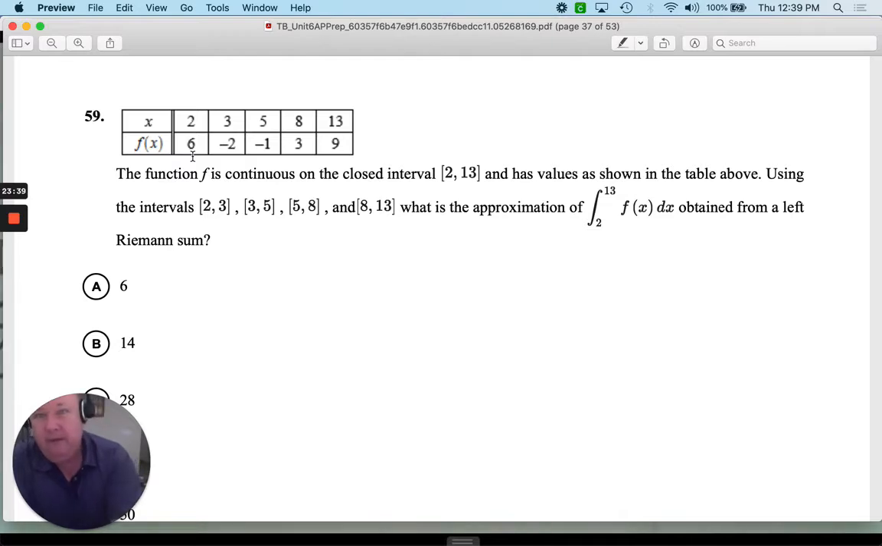Plus, the next one goes from 3 to 5. That's a width of 2. Use 3 for the height, and that's negative 2. The next one goes from 5 to 8. That's a width of 3. Use 5 for the height, which is negative 1. And the last one is 8 to 13. That's a width of 5. And then use 8 for the height, which is 3, and that's what you're calculating.